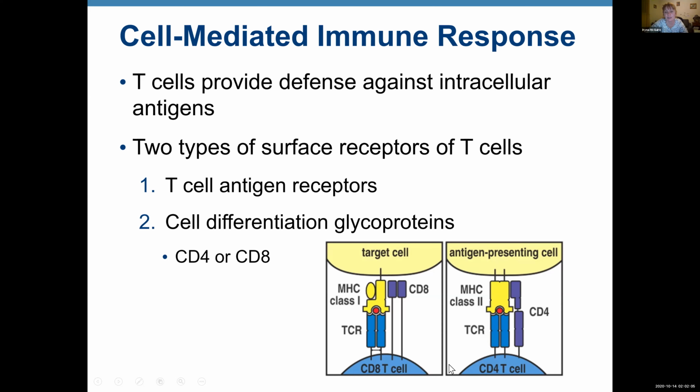Why do we call them CD8 and CD4? Because they have special proteins on the surface of their cells, and that's the name of those proteins. Either they have CD4 protein or CD8 protein, glycoproteins. And then they have TCR, or T cell receptor, and TCR binds to MHC. This is our major histocompatibility complex, right? So on a cell, either it's your target cell or an antigen presenting cell.